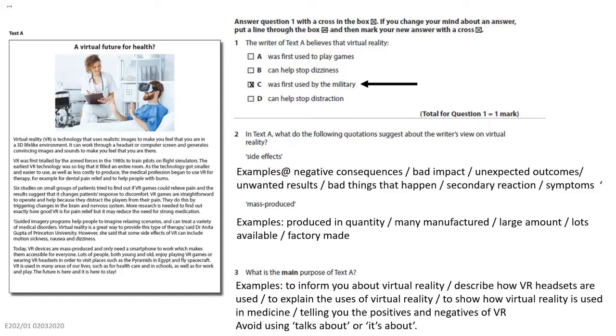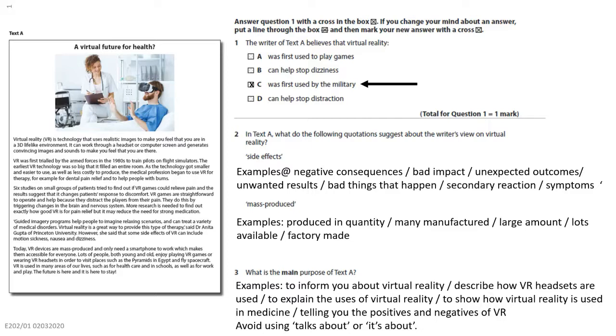They might also ask, for example, things like mass produced here. What does it mean? Are you looking at things in the text for that, or are you going to have to think of your own ways of doing that? So again, they might ask for meanings of things. For example, with mass produced, we know it means produced in quantity, many manufactured, large amounts, lots available, and factory made, and so on.